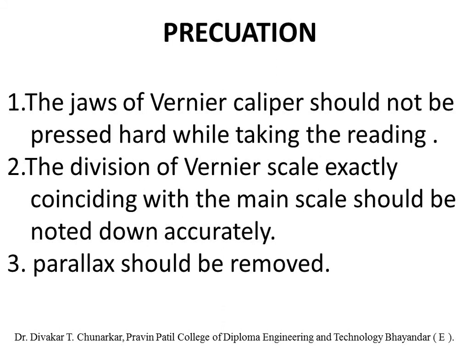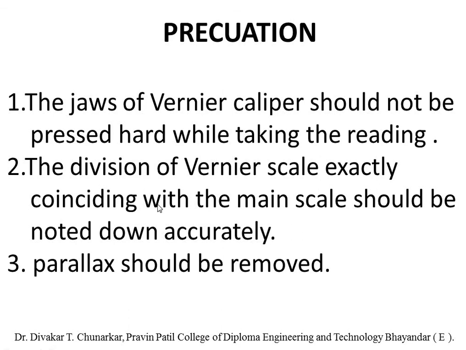Then we take precautions when we start the experiment or complete the experiment. Which precautions will we take? First precaution: the jaw of the vernier caliper should not be pressed hard while taking the reading. आपको जॉ को प्रेस करना नहीं है, आराम से एक दूसरे के ऊपर टच करने का है. टच करने के बाद स्क्रू को टाइट कर दो. So this is a very easy process, and this is our first precaution.